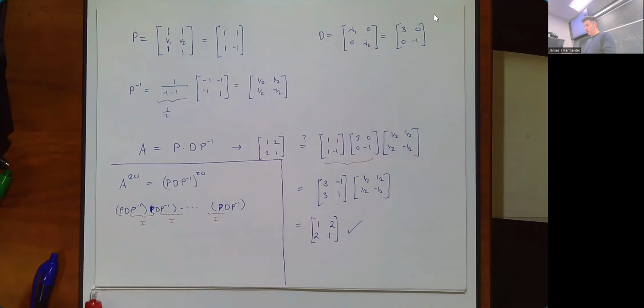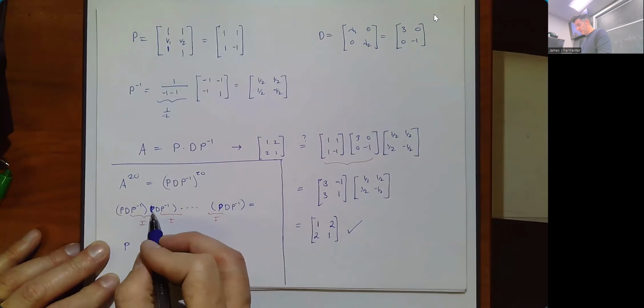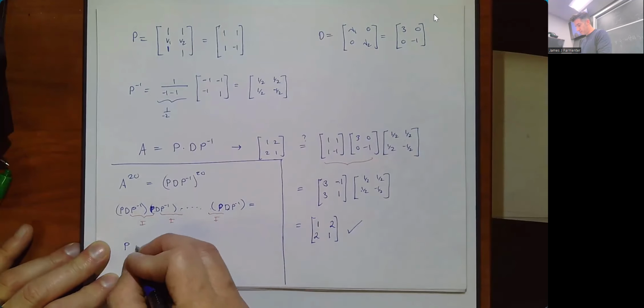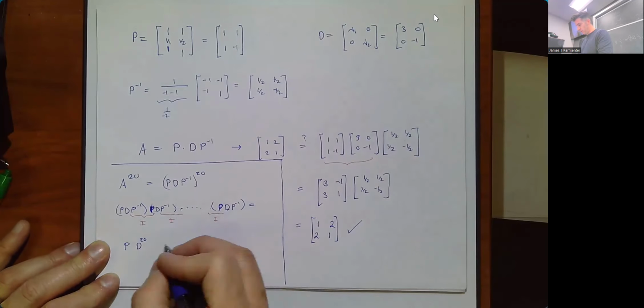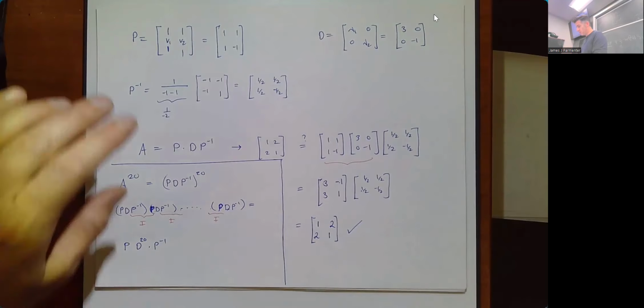So what you're left with is just P out in front times D times D times D times D times D times D times D, 20 times, P inverse. Which still might not seem better until you learn that a diagonal matrix raised to a power is really, really nice.